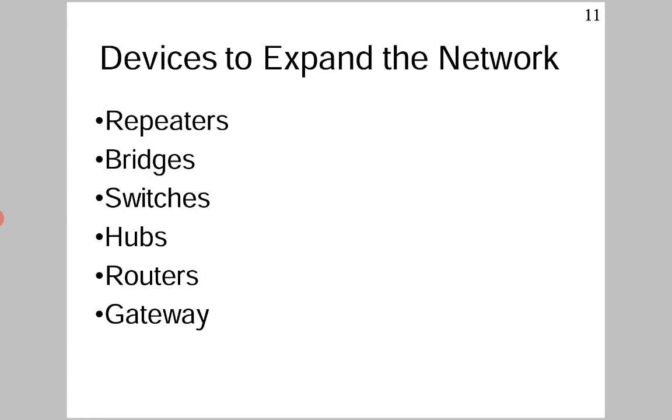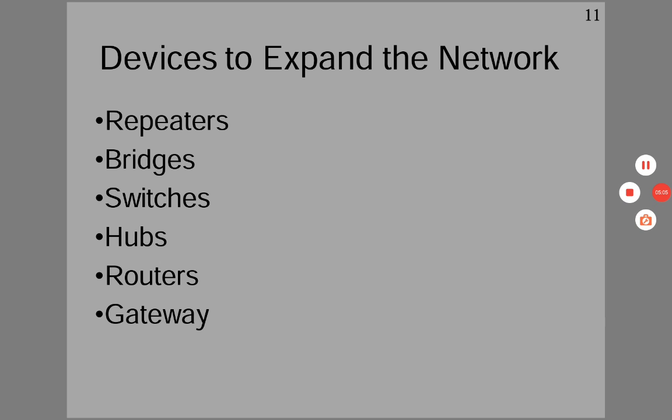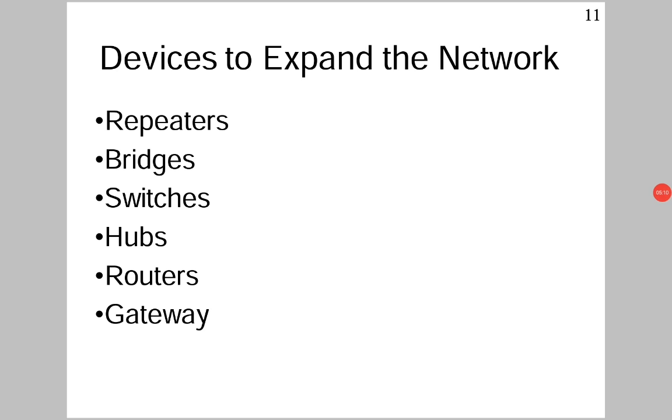So what are the different types of devices to expand a network or to add nodes or terminals to a network? Repeaters, bridges, switches, hubs, routers, and gateways. So these are the 6 types of network devices used: repeaters, bridges, switches, hubs, routers, and gateways.